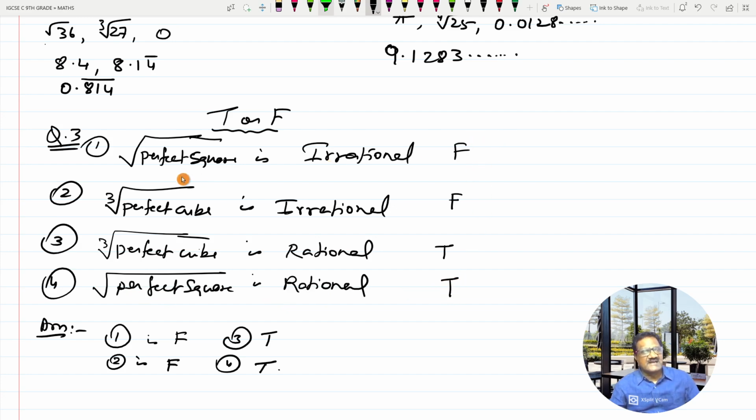Let me give you examples of this. A perfect square under a square root: square root of 36. Now this is equal to 6. Now 6 is not irrational, 6 is rational. So this is false.